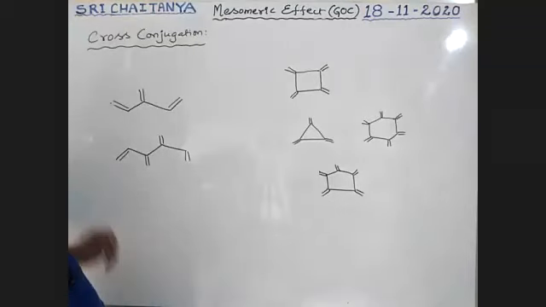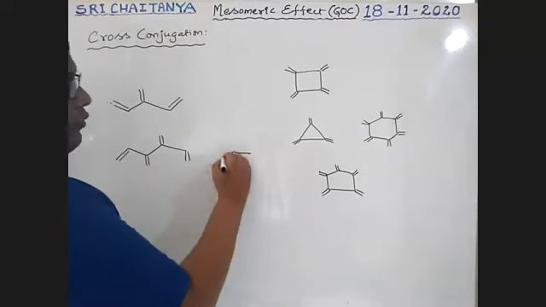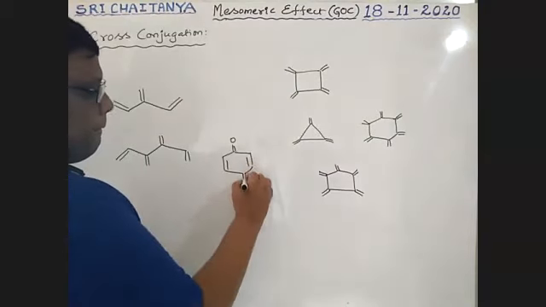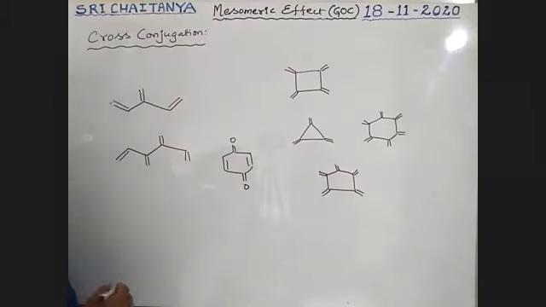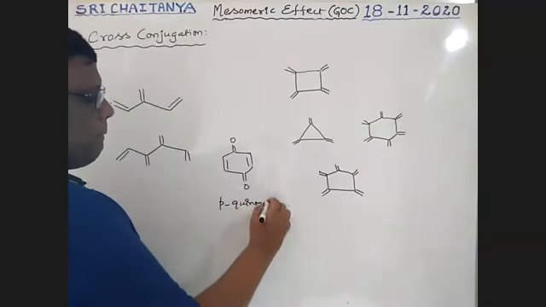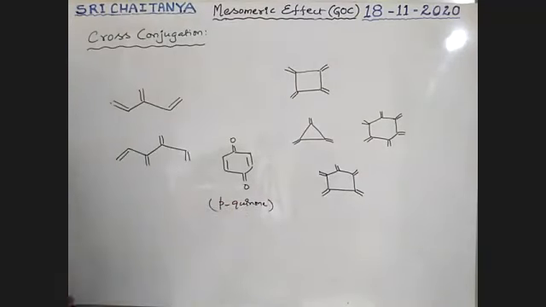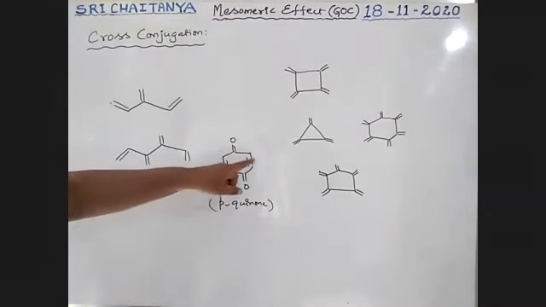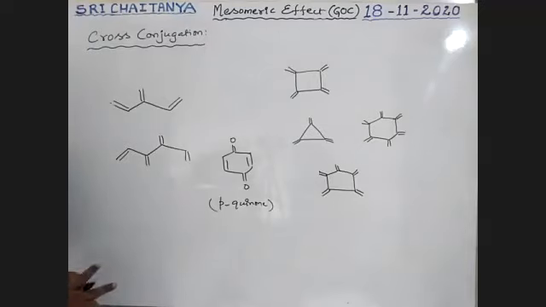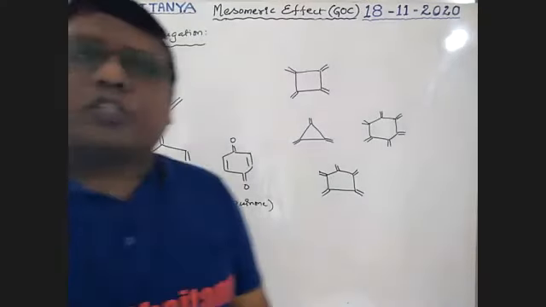So like this, a number of examples are possible. So these are all quinones. So this is paraquinone. This is also cross conjugated, boys. Either these two are possible. So that is a cross conjugated system. So this is cross conjugation.